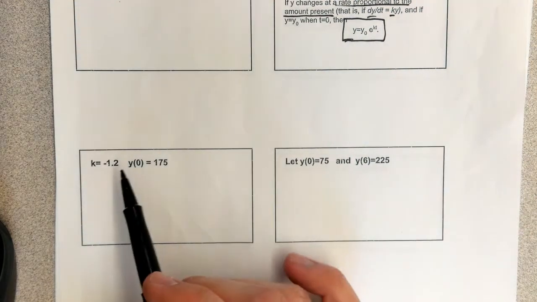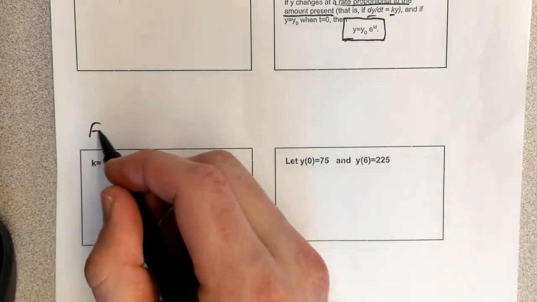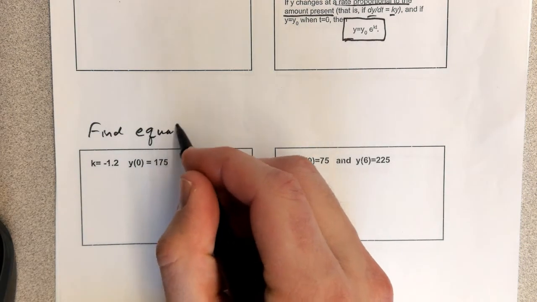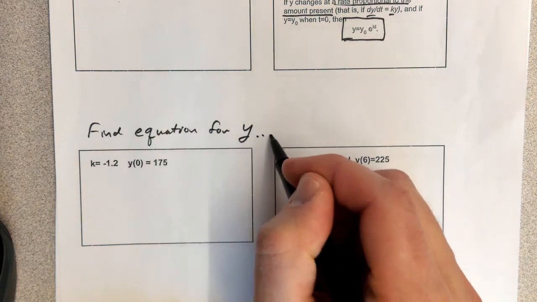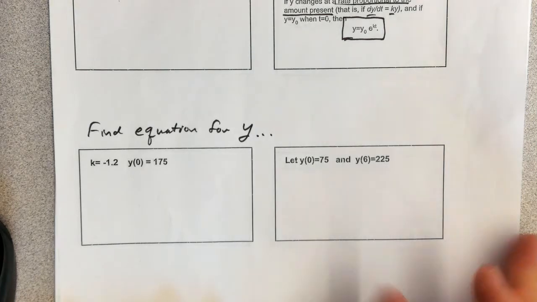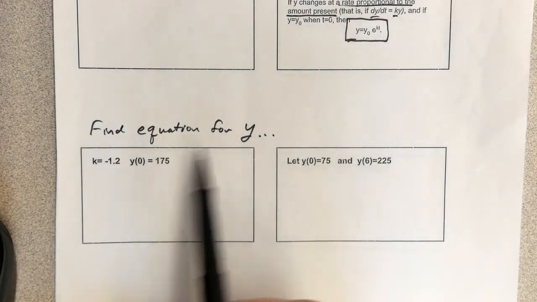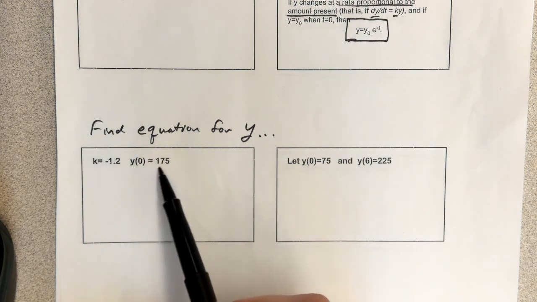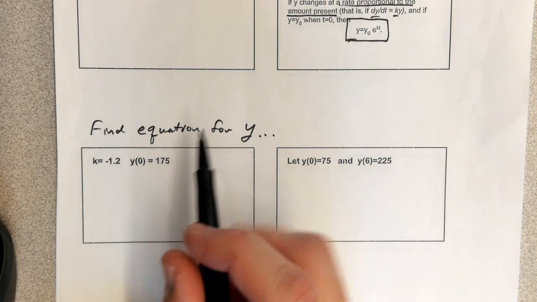Okay, so let's do a couple examples here, and what we're trying to do in these examples is find the equation for y. Okay, and in these situations, these are exponential growth situations. So can we find the exponential growth equation given that the growth constant is -2 and the starting amount is 175 of whatever we're analyzing?